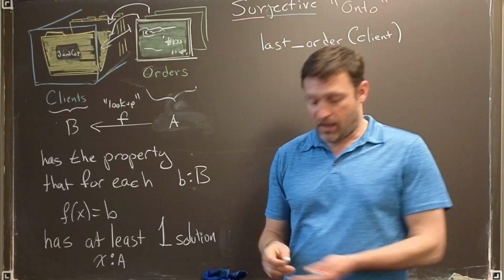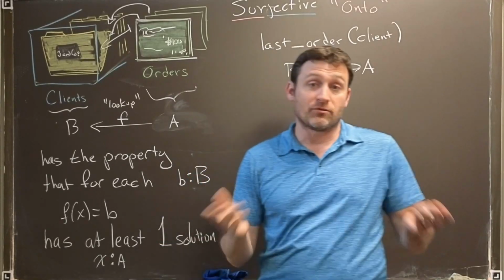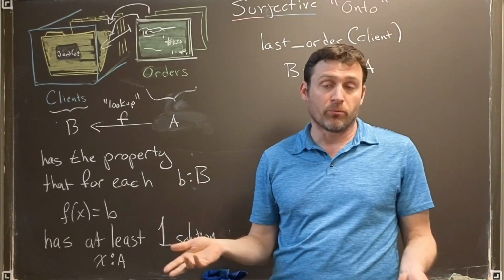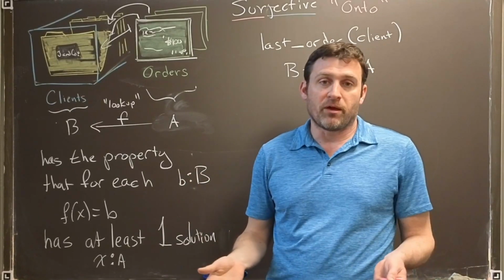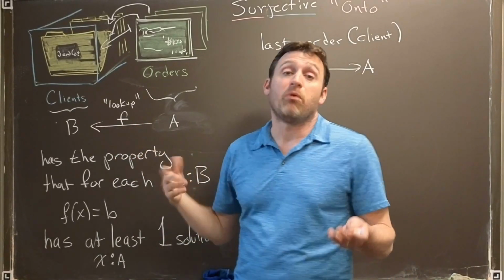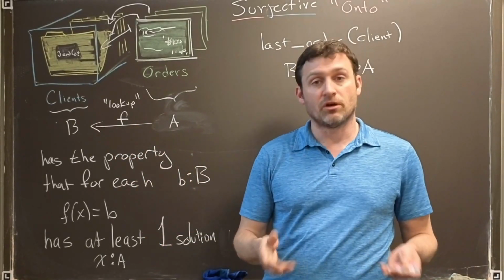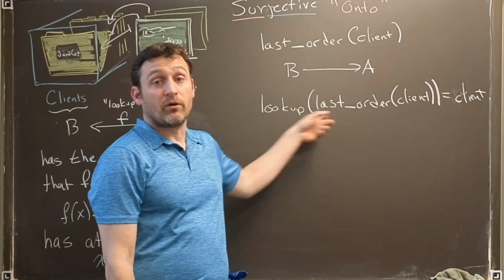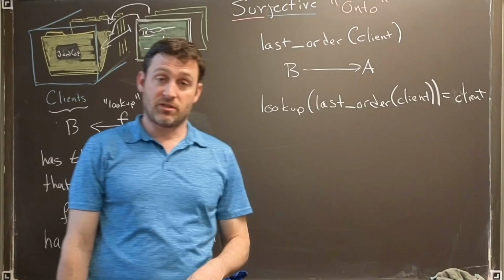It's going from B to A. However, as we've already stated, there's no hope that we can generally say that there's only one order per client. So whichever order we pick back, it's simply reversing some part of the orders already made. So let's write that as an equation. Whatever we do with our last order, if we do the lookup, it must provide us with the same client.